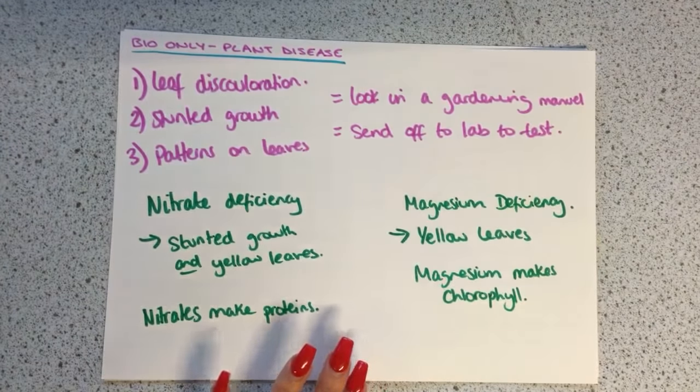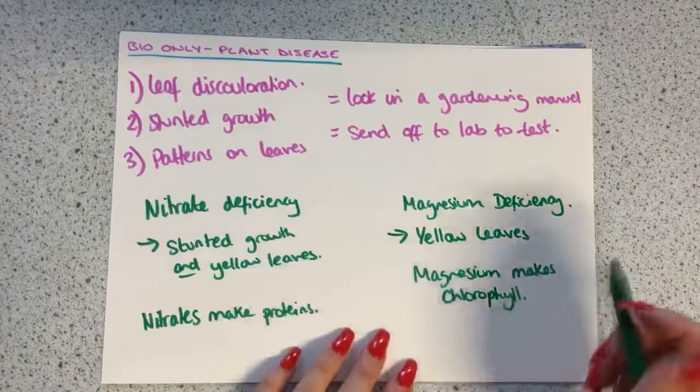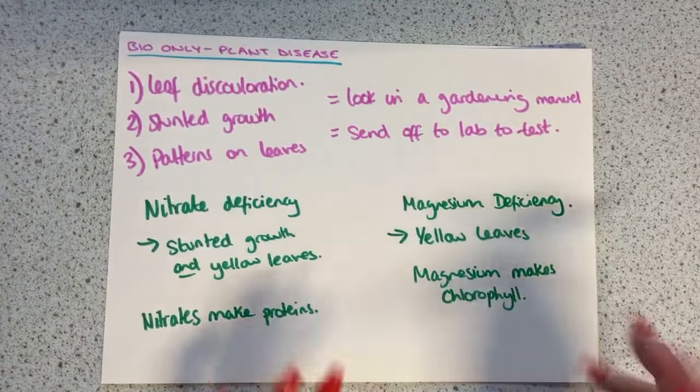So magnesium makes chlorophyll, and therefore if the chlorophyll is not made properly, the leaves will turn yellow.